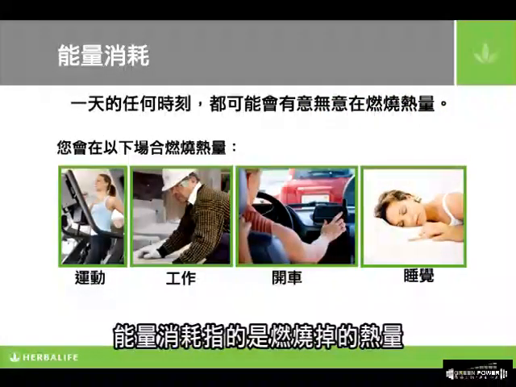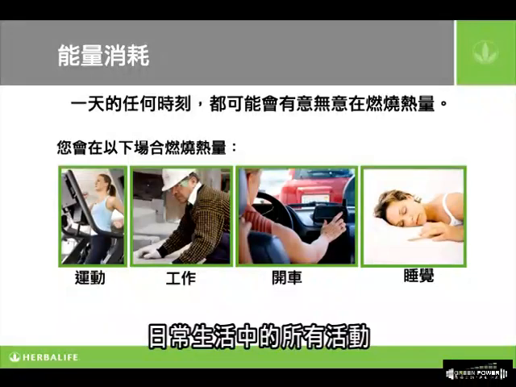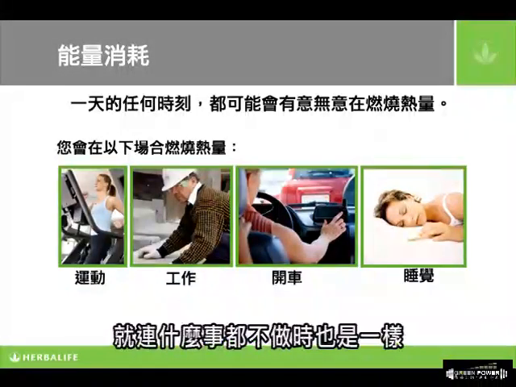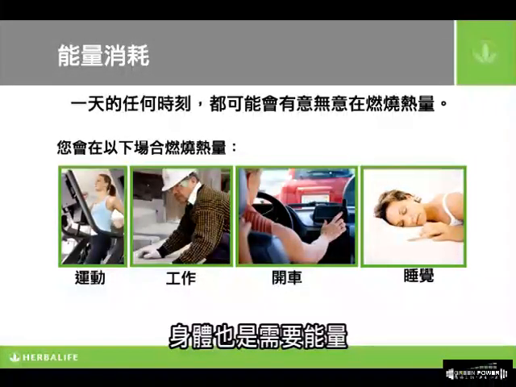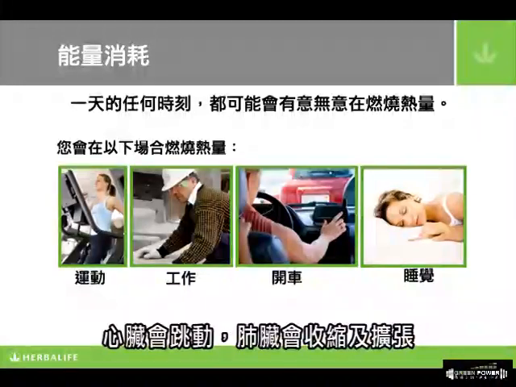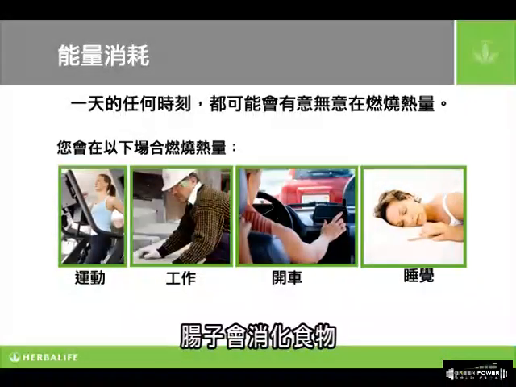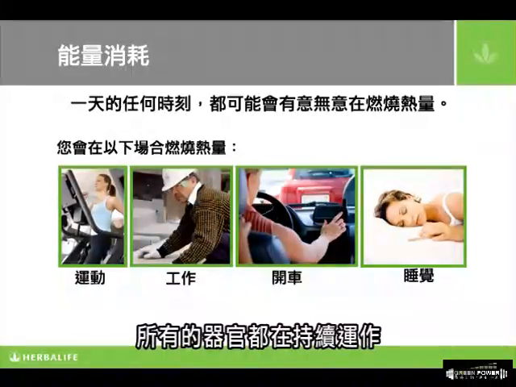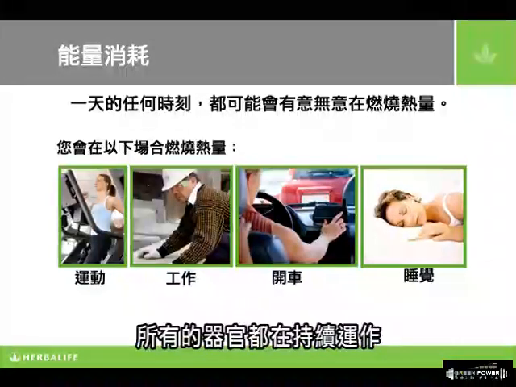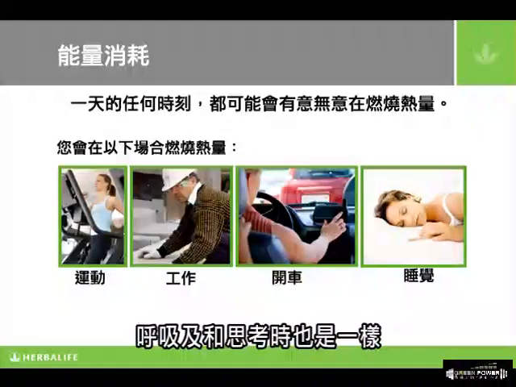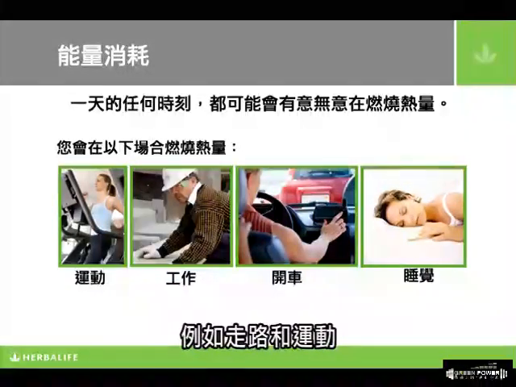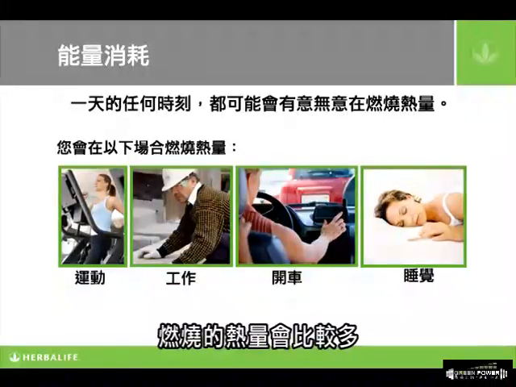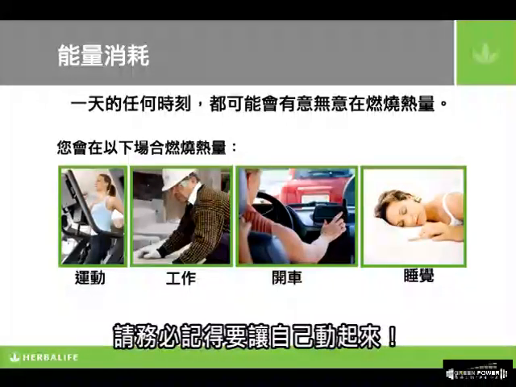Energy out is the amount of energy you burn. You burn energy with every activity you do, even when you don't do any activity at all. For example, when you're resting, your body needs energy. Your heart beats, your lungs expand and contract, your intestines digest food, and all of your organs are constantly working. The same happens when you breathe and think. However, you burn more calories when the activity is more intense, like when you walk and exercise. Make sure you keep moving.